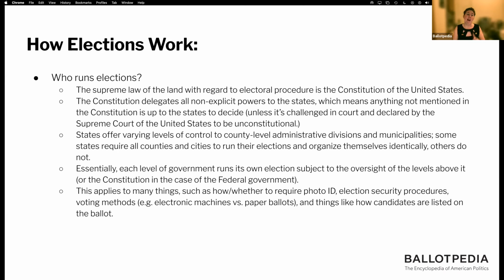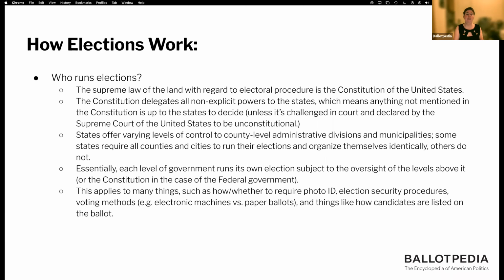Since that's spelled out in the Constitution, that's not something the states can change. However, the Constitution does delegate all non-explicit powers to states. And that means that if something about an election procedure is not mentioned in the Constitution, then it's up to the states to decide. And the only way to overturn that is if it's challenged in court and the Supreme Court declares it to be unconstitutional.